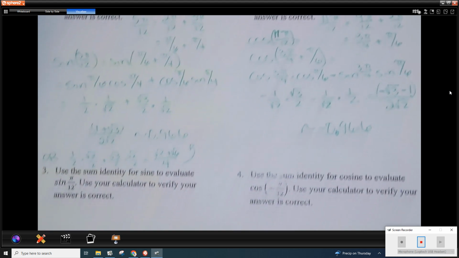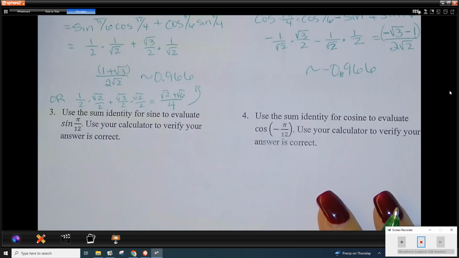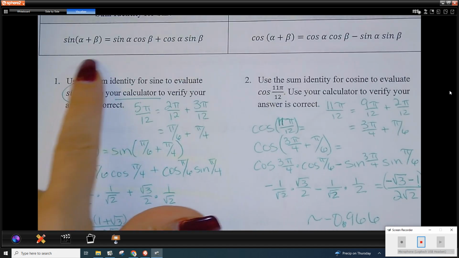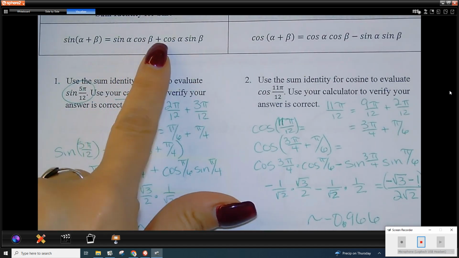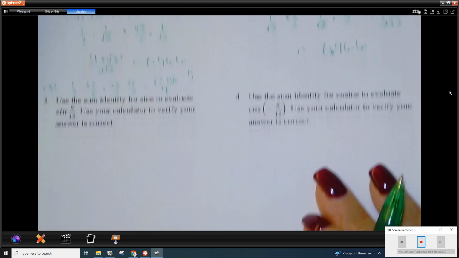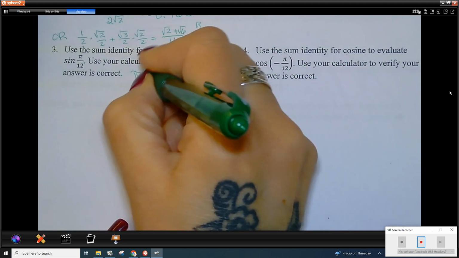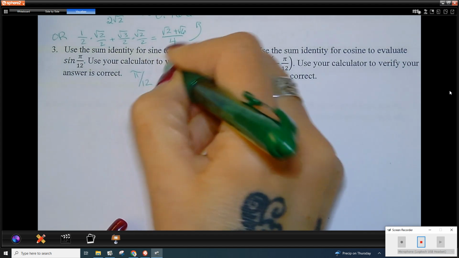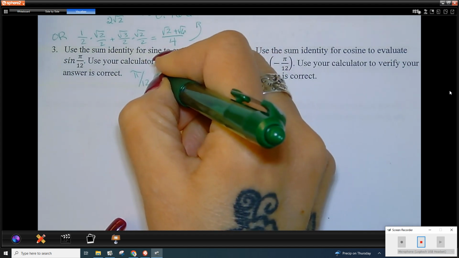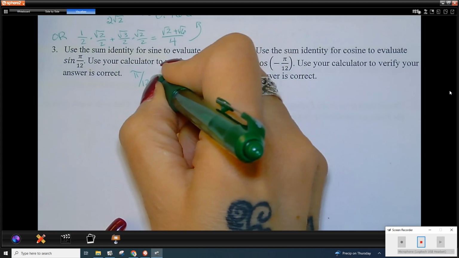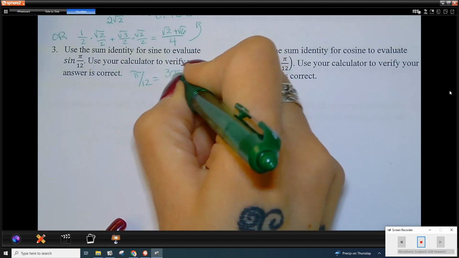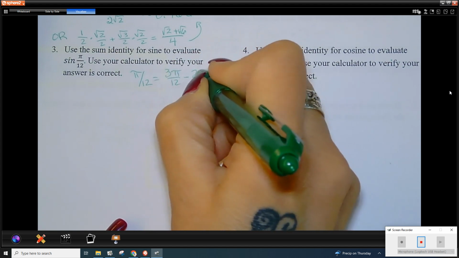All right, sine. I'm going to show you the sine identity again: sine times cosine plus cosine times sine. So we're going to use pi over 12. We don't have anything to break up, so we're going to have to use subtraction now. That is 3 pi over 12 minus 2 pi over 12.